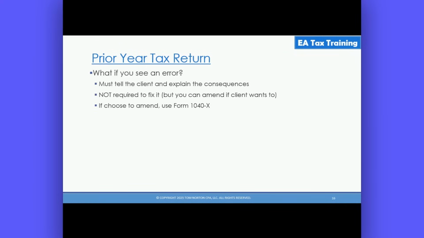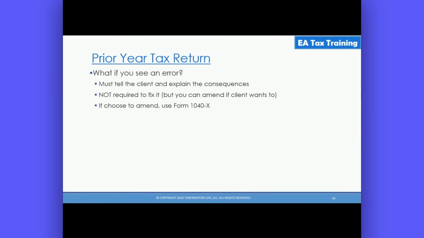What if, when you're looking at last year's tax return, you discover that there was an error made? The previous preparer made an error, or maybe even you made an error. Hopefully not, but it does happen. So if you notice an error, then you do need to tell the client about it, and you need to explain the consequences of that error. Now, obviously, the error could go either way. It could result in the taxpayer owing more money, or it could result in them getting a bigger refund. So either way, you want to tell the client about that, and you want to explain, here's what happens.